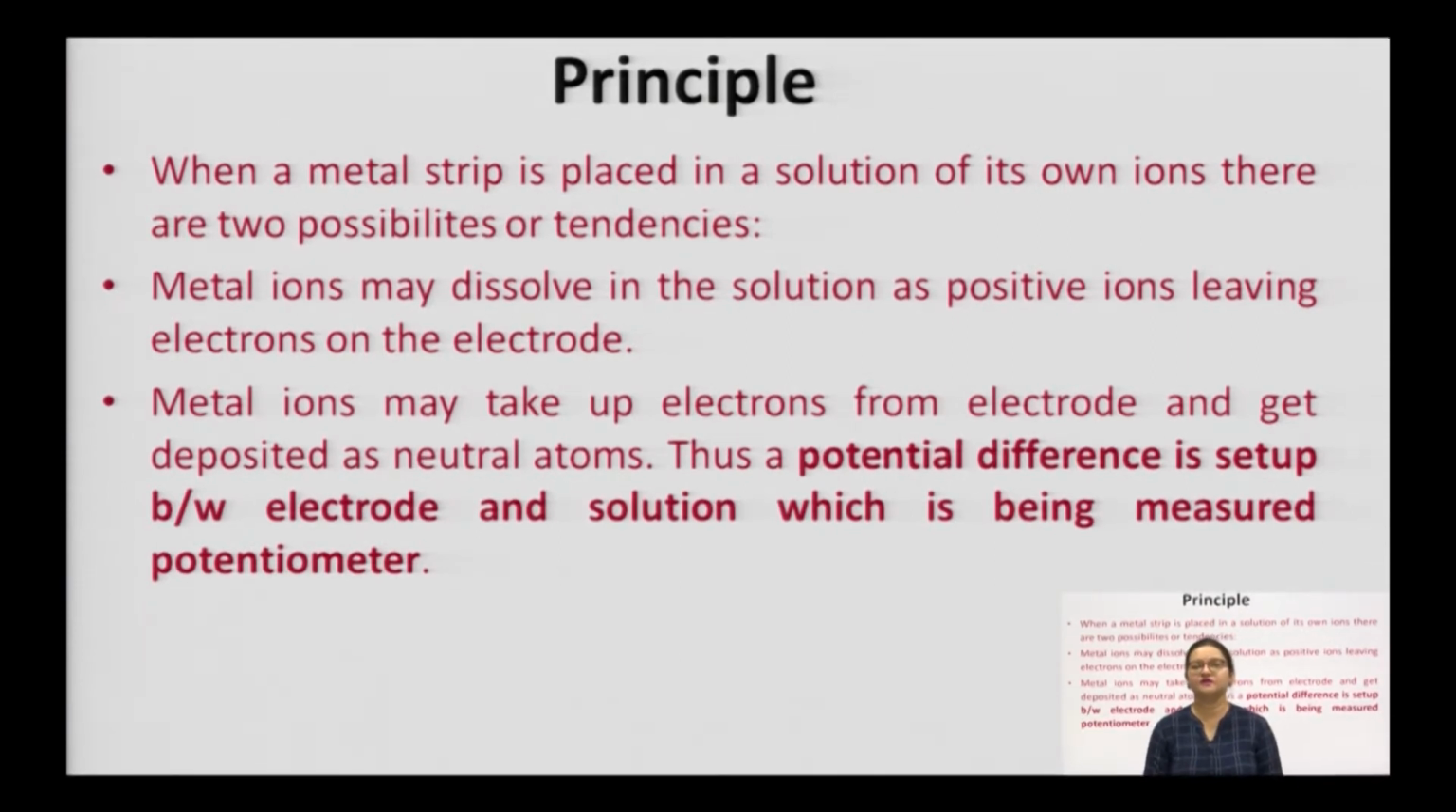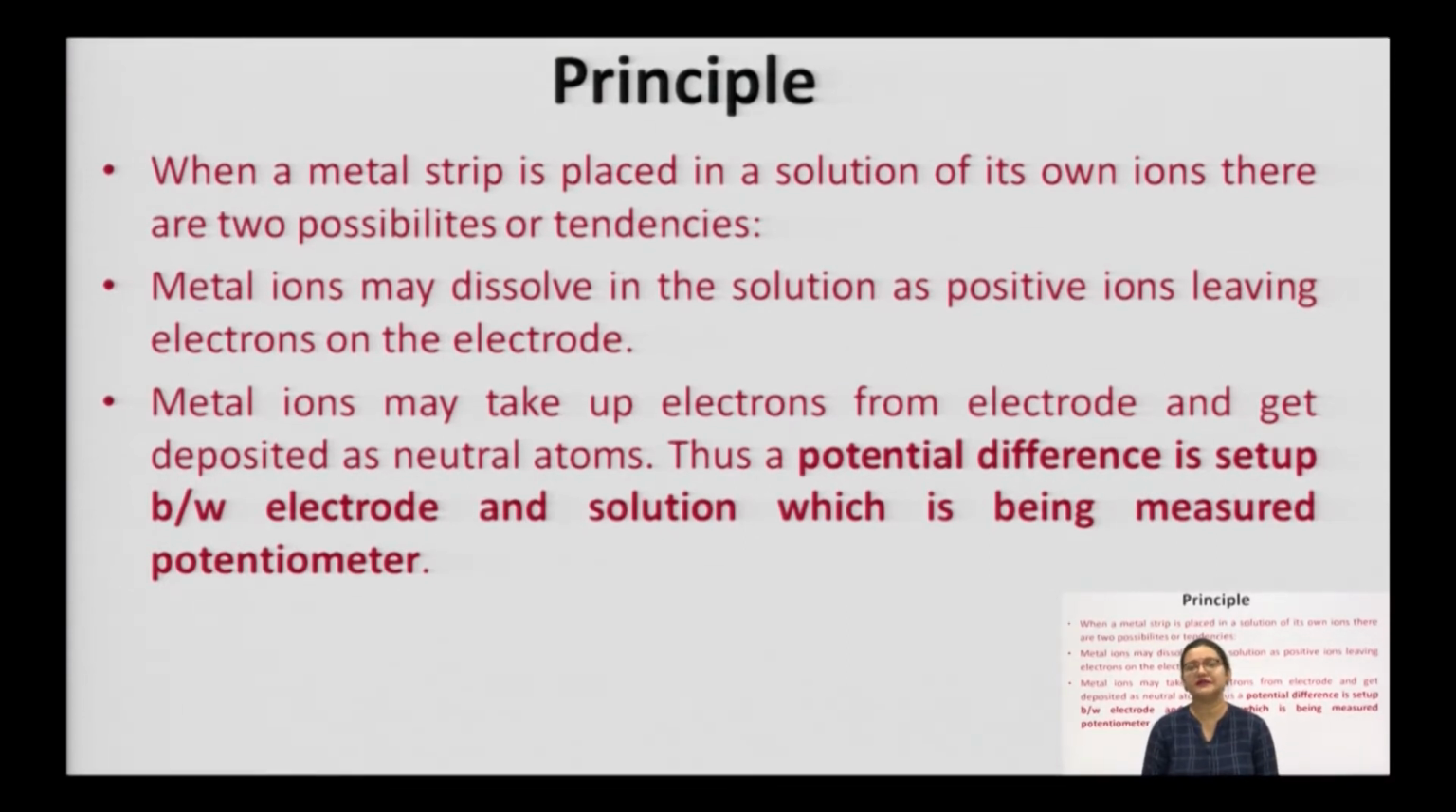The principle which mainly lies behind potentiometry is that when a metal strip, that means an electrode, a neutral electrode, is dipped into a solution of its own ions, there are 2 possibilities or tendencies which we all very well know. Either there will be a formation of cations or there will be a formation of anions.